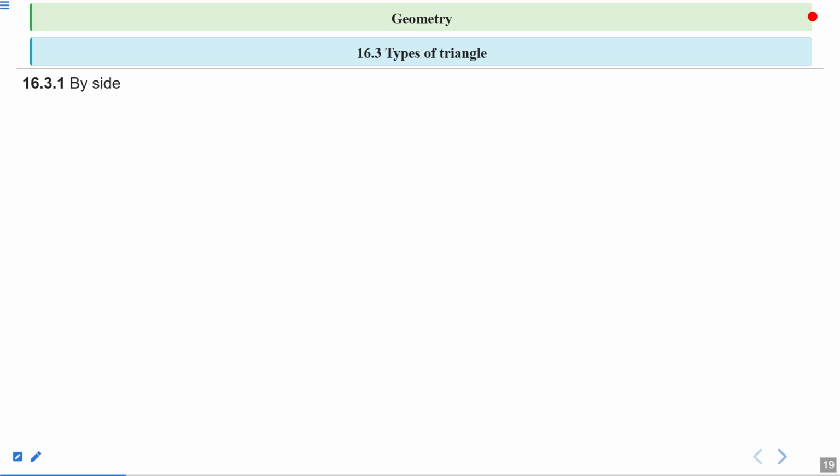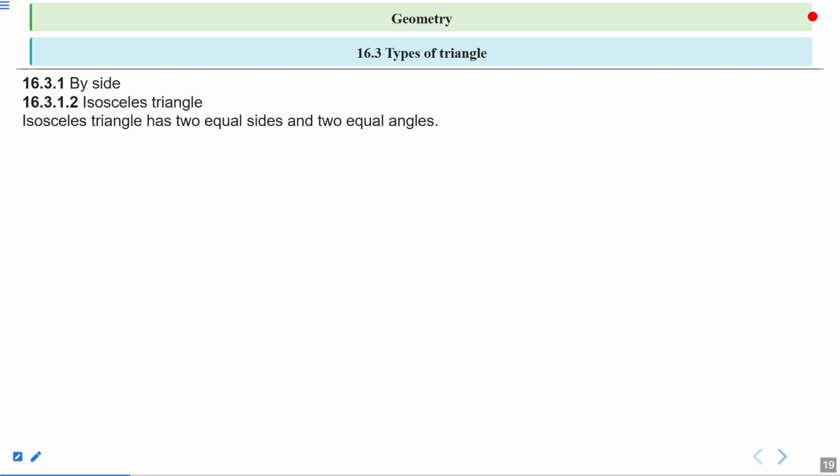Next one, by side: the second one is the isosceles triangle. An isosceles triangle has two equal sides and two equal angles. This is the diagram of an isosceles triangle.